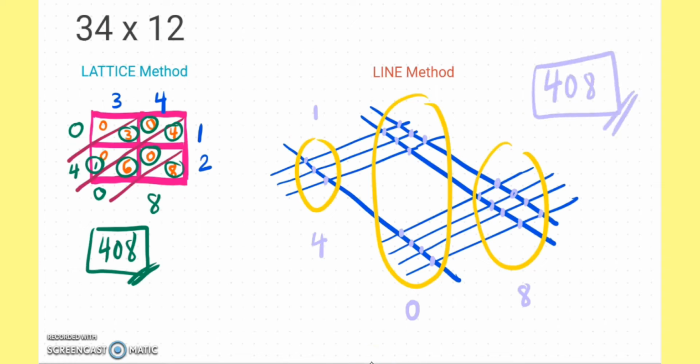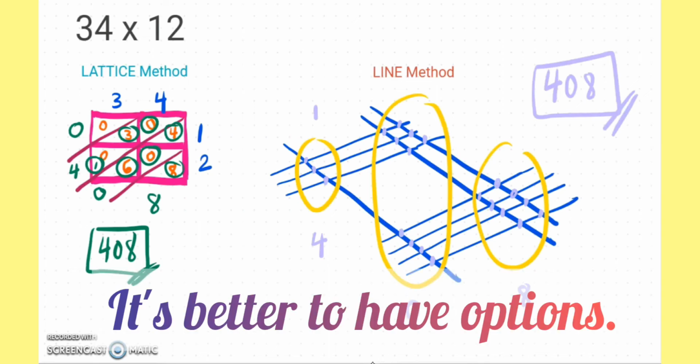So you choose which one for you is easier. Is it the normal, the traditional one that I presented earlier in this video, or which one between the lattice or line do you prefer? It's always better to have options, right?